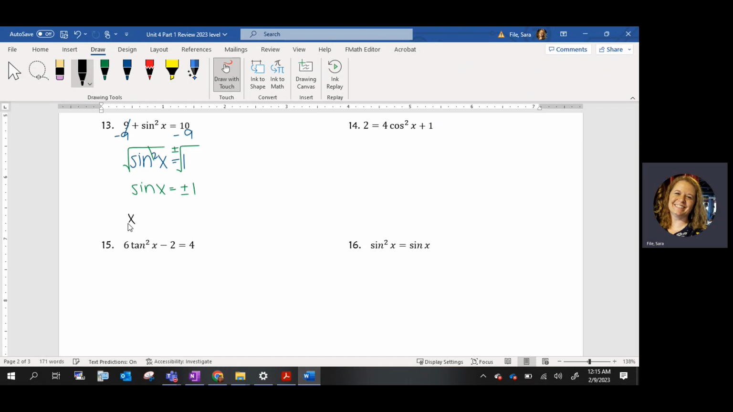So now it's the unit circle question. I'm looking at the unit circle and I'm asking myself, where is sine positive 1? And where is sine negative 1? Remember, sine's the y value. So it's 1 at the top of the unit circle and it's -1 at the bottom of the unit circle. So that's at pi halves and at 3 pi halves.